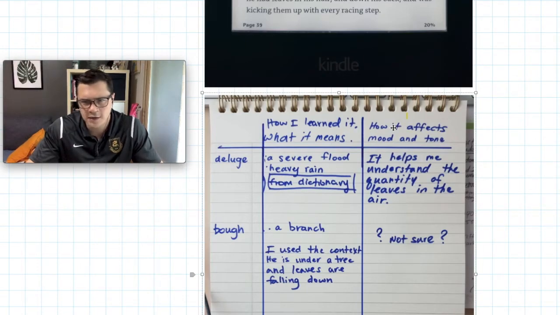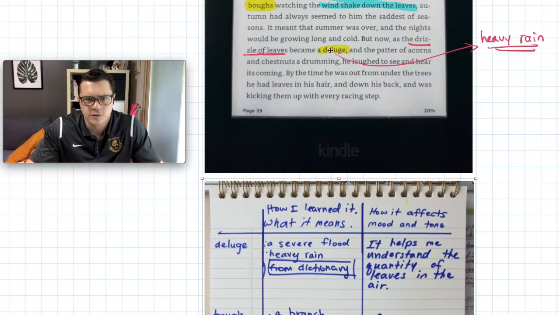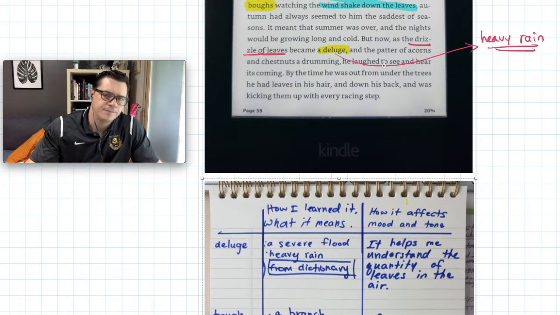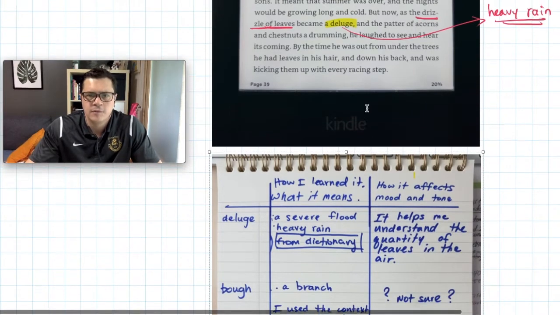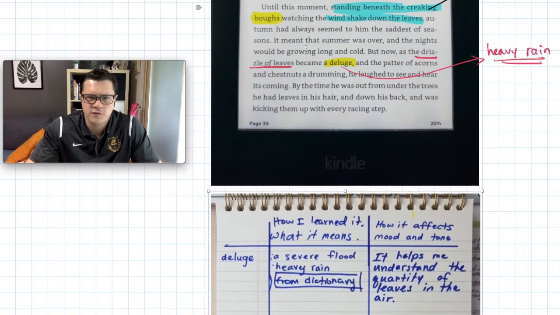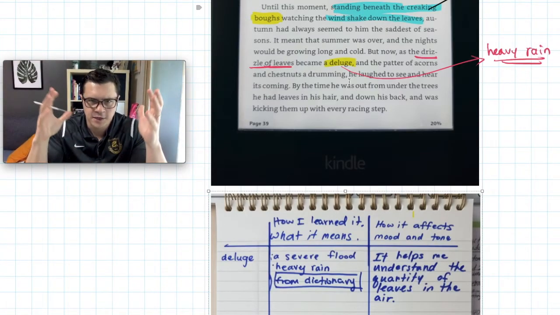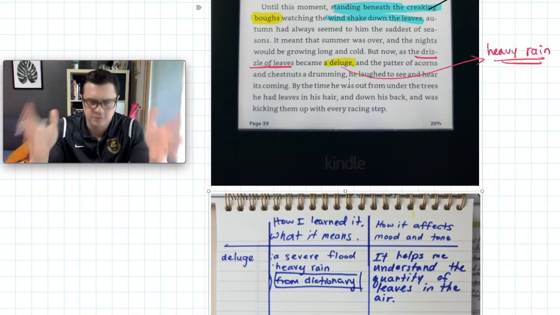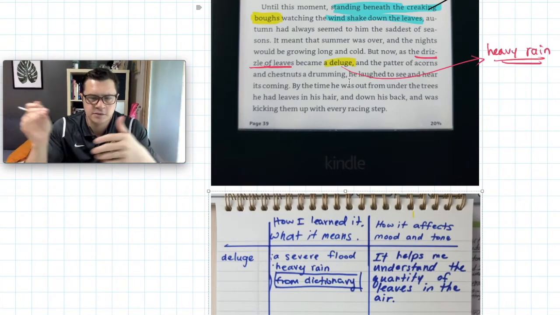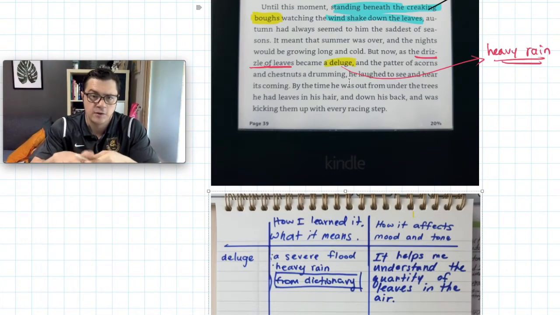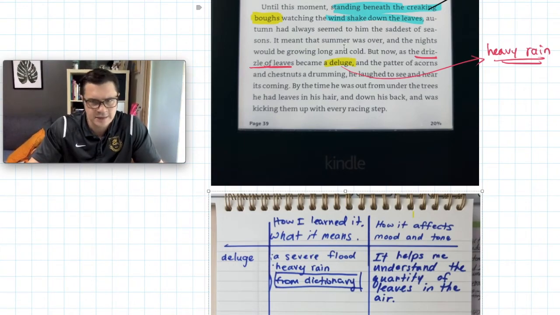Okay, so I got to ask, why did the author choose deluge and not heavy rain? Okay, and what I think is that it helps me really understand the quantity of leaves, right? Because it's a drizzle of leaves and then it becomes a deluge. So in my head, I'm visualizing a flood of leaves. Okay, almost like a big truck full of leaves is dumping its leaves out of the sky on top of Harvey. Okay, so I think maybe that's why the author used the word. Maybe the author likes the way it sounds.